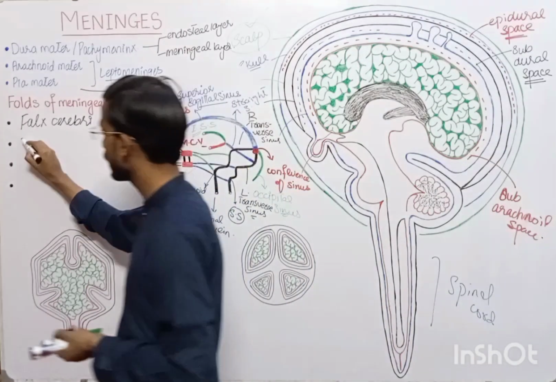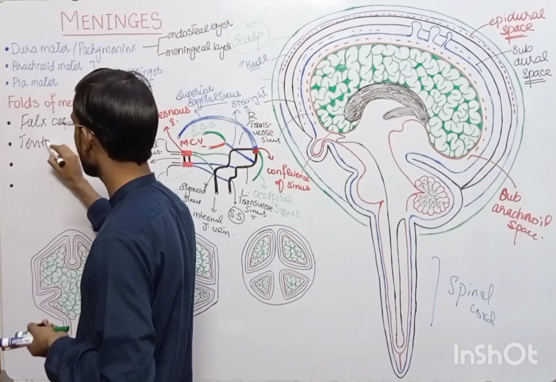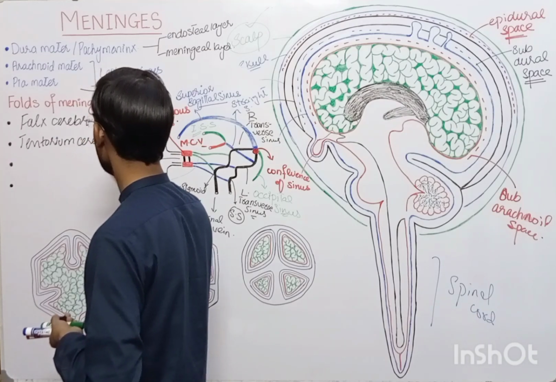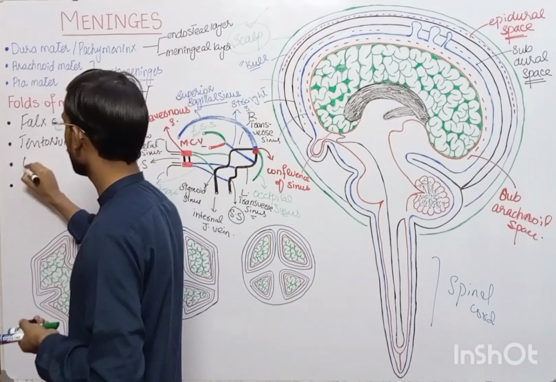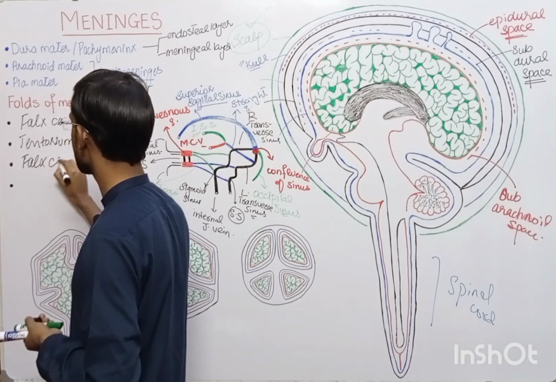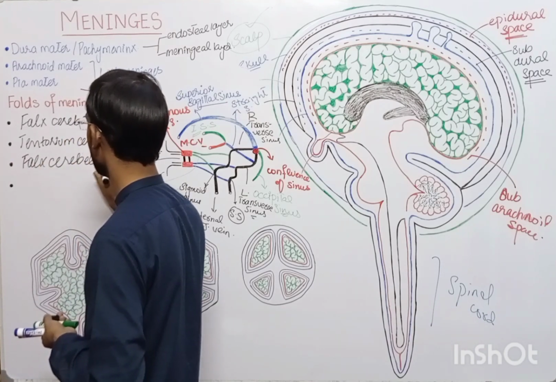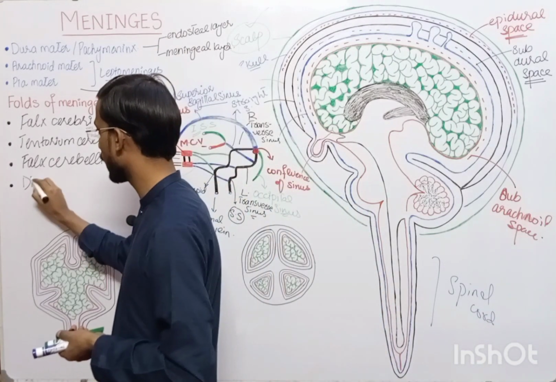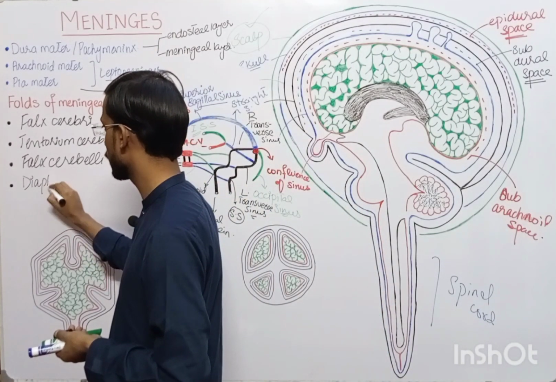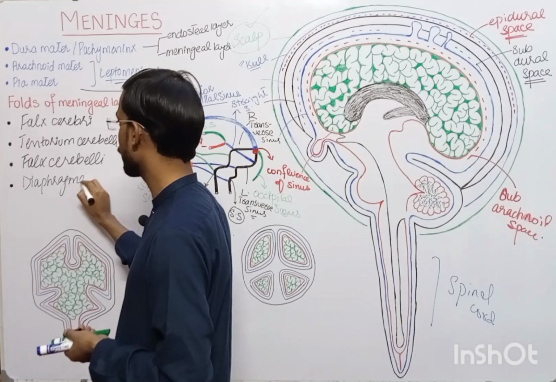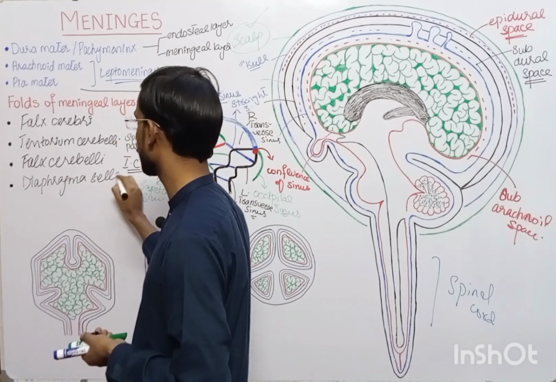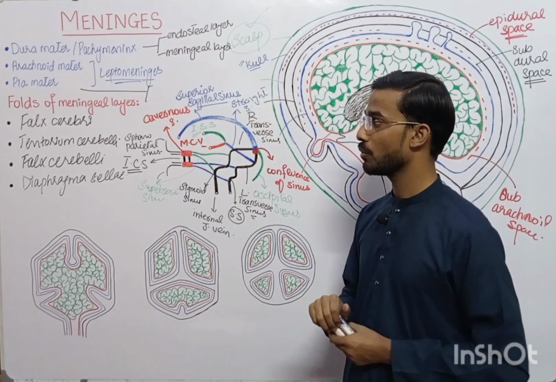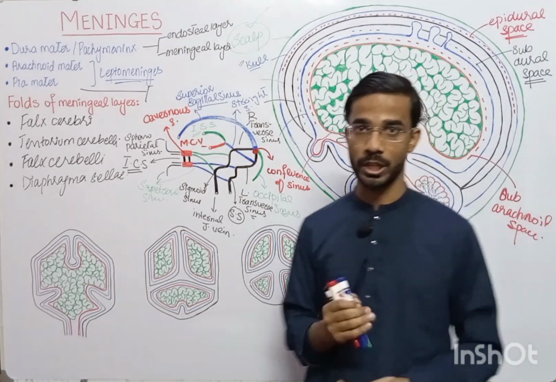Second one is the tentorium cerebelli, and fourth one is the falx cerebelli, and last one is the diaphragma sellae. So these are basically the four folds of the meningeal layer.